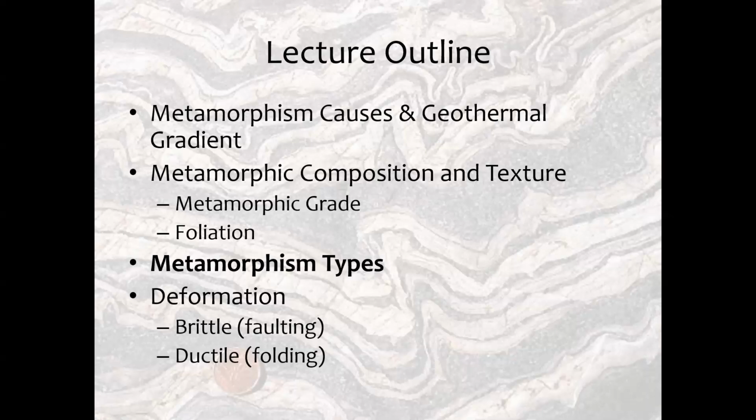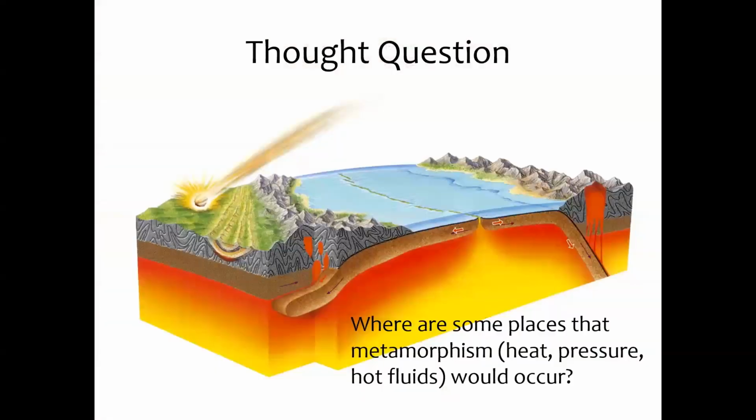All right, let's talk about a few different types of metamorphism that can happen depending on where on Earth's surface the metamorphism is happening, what's causing the pressure and the temperature increase, what sort of plate tectonic setting you're in. Those are all details that will factor into the metamorphic types that we're going to look at.